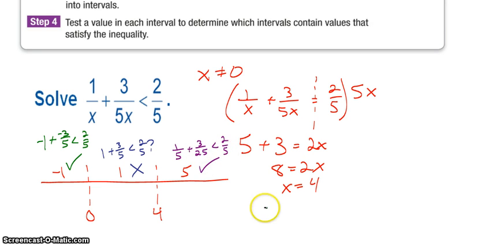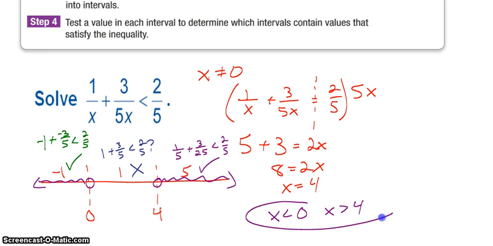Our solution area, x is going to be less than 0, and x is greater than 4, because we want to go towards the check marks. And that's our answer. We'll look at a couple more of these in class, and I'll see you then.